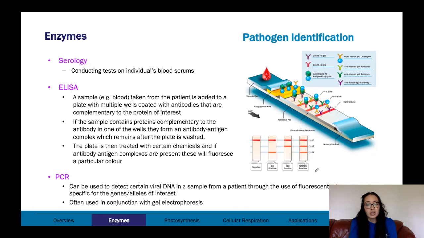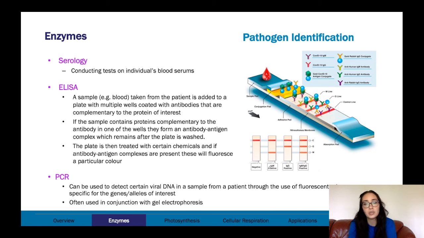Okay, we've got different methods of pathogen identification. Serology is a blood test. ELISA is another blood test where you've got wells. You add the blood to some wells. If it binds to a particular protein, you know that something is present, perhaps some kind of pathogen or some antigen is present. It will fluoresce or be visible or change color and you can literally see it.